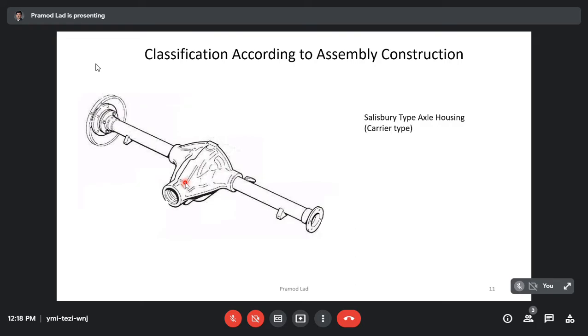The next category is the carrier type or Salisbury type design, where there is a carrier casting, a huge casting at the center, and the tubes are pressed from two sides into this carrier and welded together through slug welds at the two sides, and the axle beam is formed. So this design is called the Salisbury design.